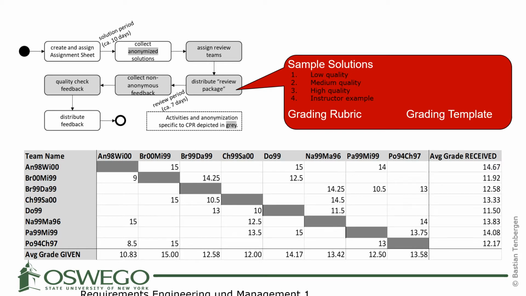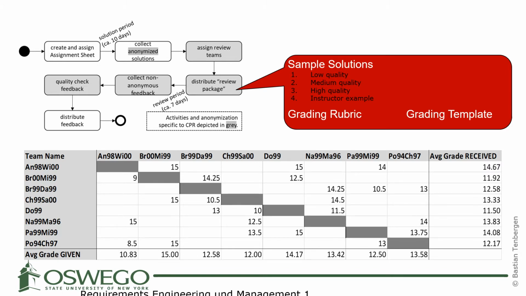Basically, we asked pairs of students to come up with a unique to them identifier, like shown in the table down here. And then we assigned review teams, making sure that each team roughly reviews the same amount of other people's solutions like everyone else does. And then each team was given their individual review package. The review package consists of the following things. The sample solutions I just talked about, which contains one low quality example for the solution, one medium quality example, and one high quality example, as well as the instructor's ideal solution.